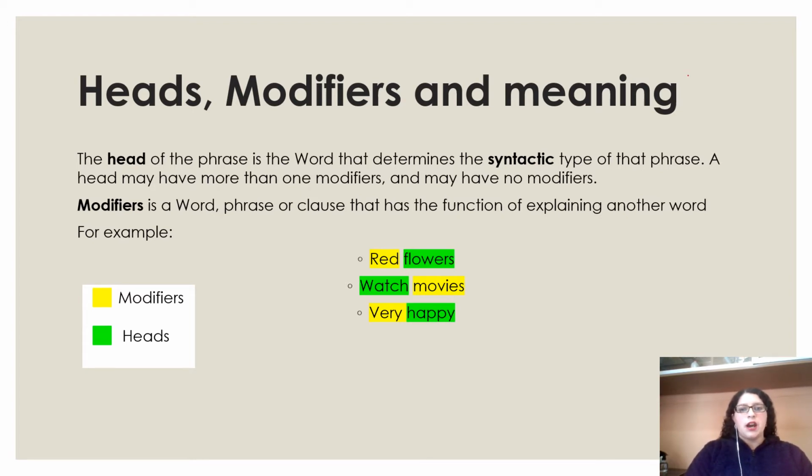So here I have three examples. Number one, red flowers. Here in this sentence, we have one modifier and that is the word red because this is explaining that the flowers are red. And flowers is the head because this determines the syntactic size of the phrase. The same is true with watch movies and very happy. Both have one modifier and one head.